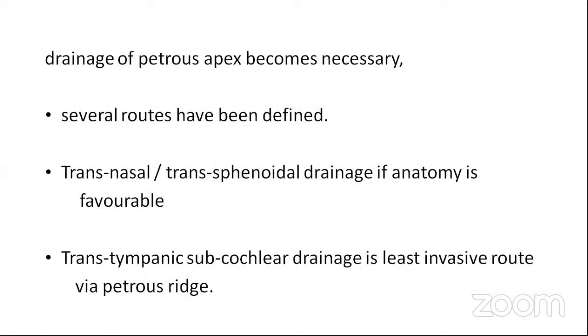So drainage of the petrous apex becomes necessary when there are several routes of infection that have been defined. We can go for transnasal or transsphenoidal drainage if anatomy is favorable. Otherwise, transtympanic subcochlear drainage is the least invasive route via the petrous ridge.